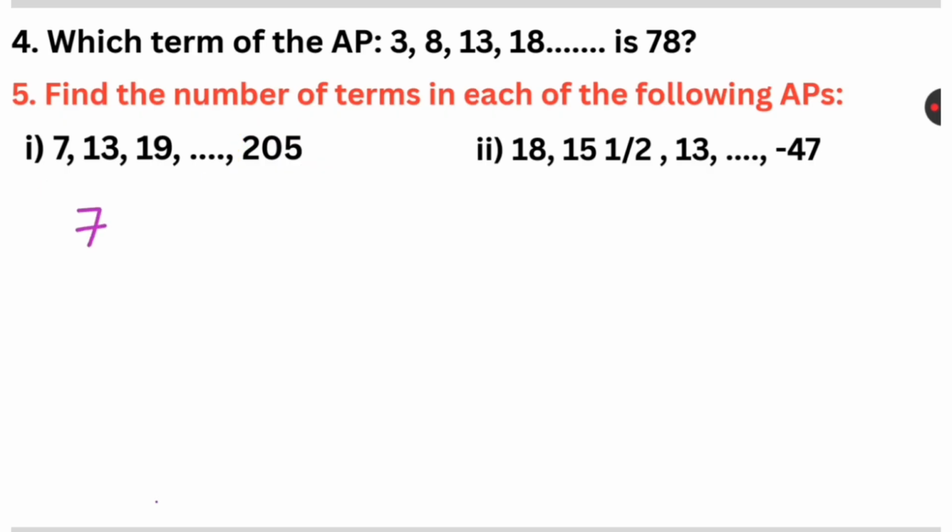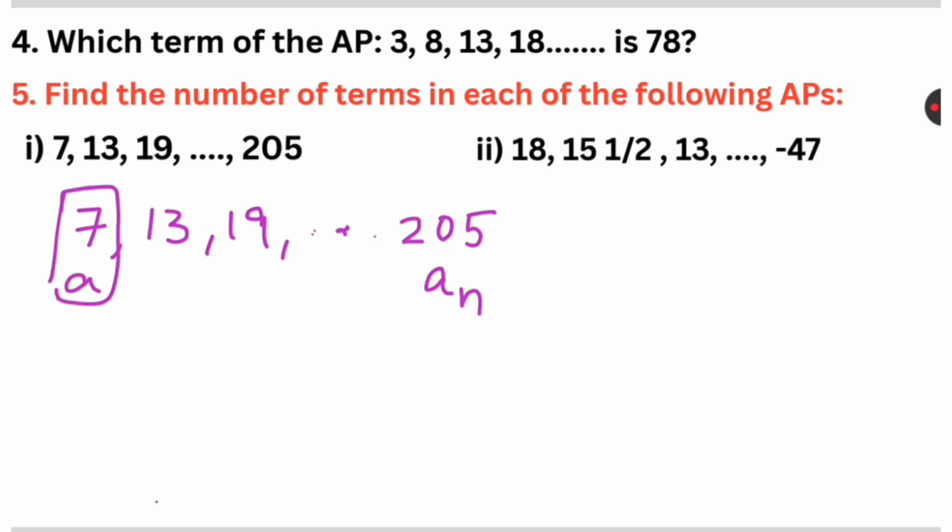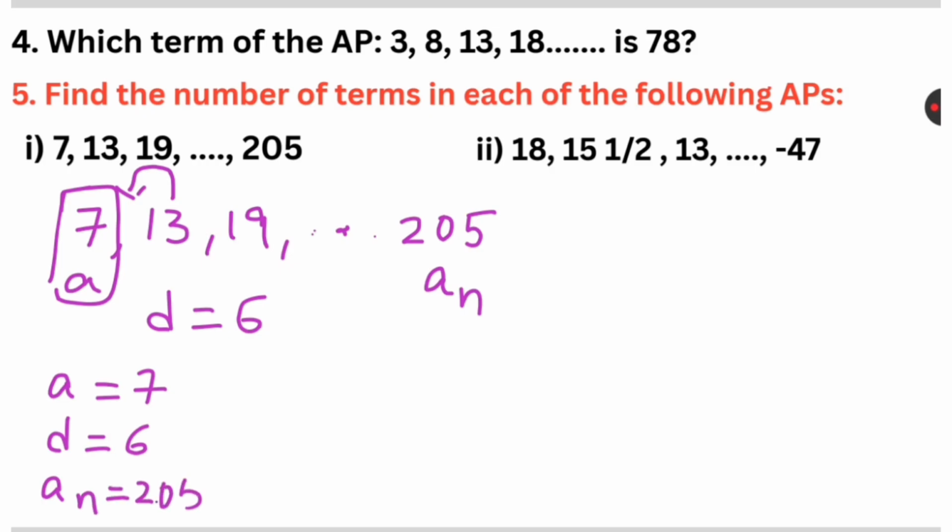Let's take the given arithmetic progression, that is 7, 13, 19 and so on up to 205. That means we know the an term and we know a, which is 7. The common difference is 13 minus 7, the second term minus the first term, which gives 6. From the given arithmetic progression, you can say that a is 7, d is 6, and the nth term is 205. Using this information we need to find the number of terms, which is n.